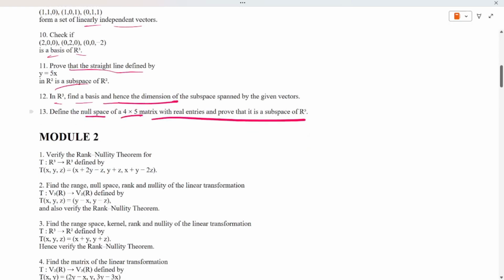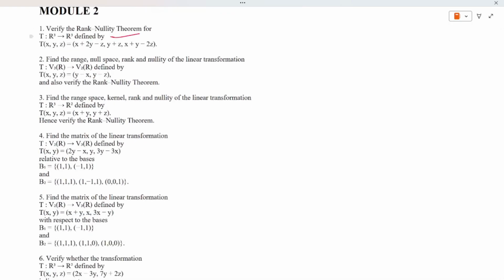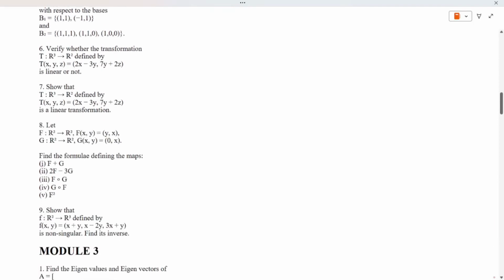Next, in module 2, that is about the rank nullity theorem, which is the easiest of all. Next is null space, rank and nullity that you have to see. And next is range space, kernel, rank and nullity of the linear transformation. The matrix you have to find out. And next is again finding the matrix. And next you have to say whether the given transformation is linear or not.